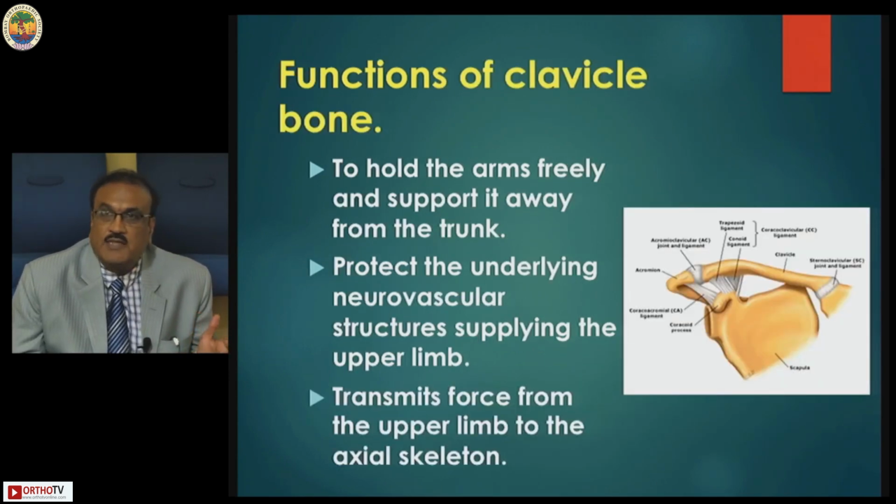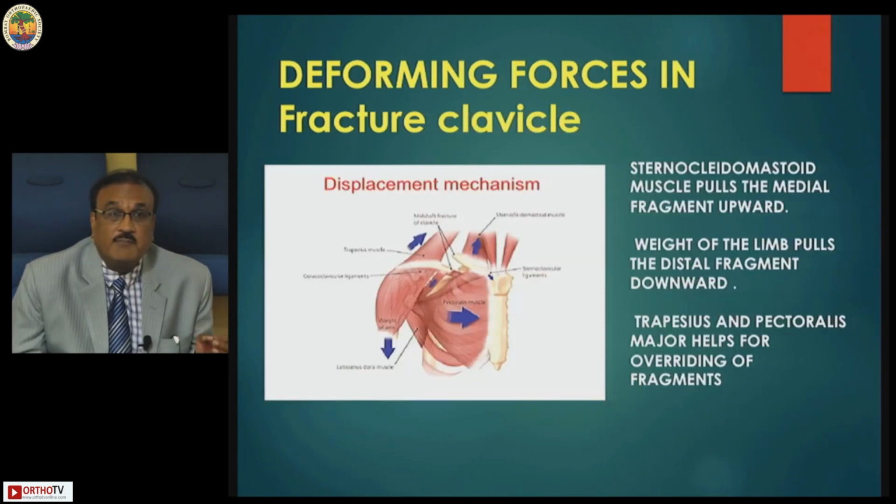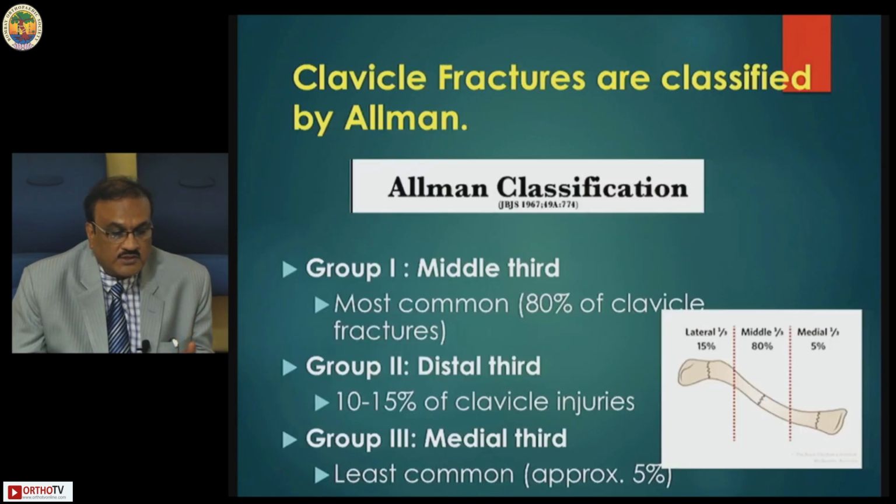The function of the clavicle everybody knows. It holds the arm, protects the underlying neurovascular structures and transmits the forces from the upper limb to the axial skeleton. What are the deforming forces causing the fracture displacement? The sternocleidomastoid muscle pulls the medial fragment upward, the weight of the limb pulls the distal fragment downward, and the trapezius and pectoralis muscles help in overriding of the fragments. And before you do the surgery, you must plan according to the muscle forces.